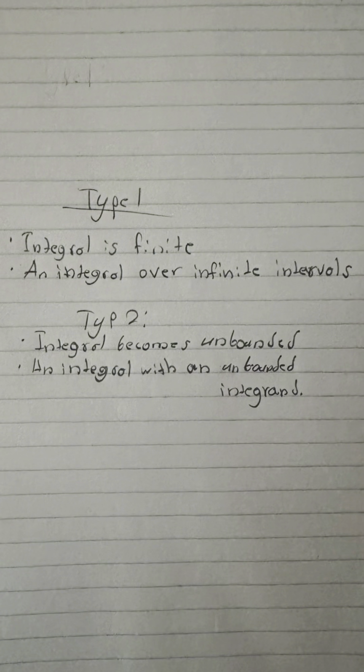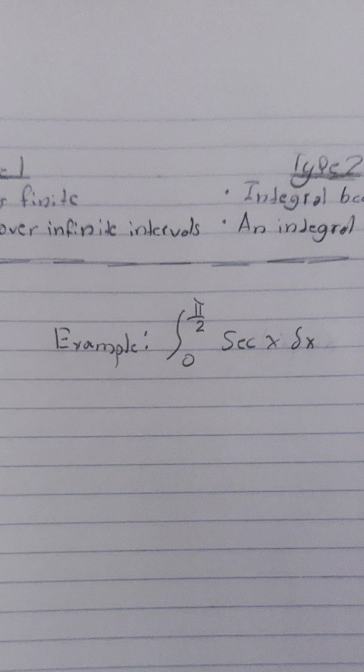Now, usually, to handle type 2 integrals, we turn the problematic endpoint into a limit and see whether the integral settles on a finite number or not. To demonstrate this, I'll work through an example from the textbook, which is the integral from 0 to pi over 2 of secant x dx.